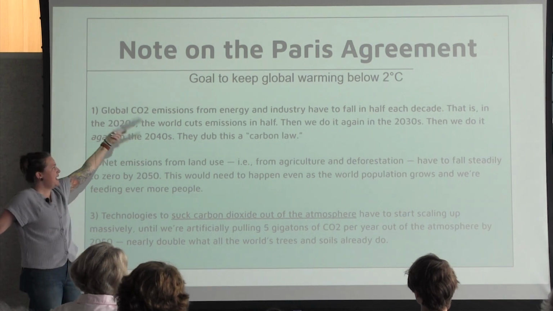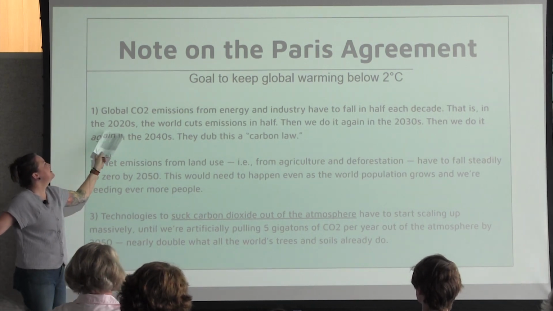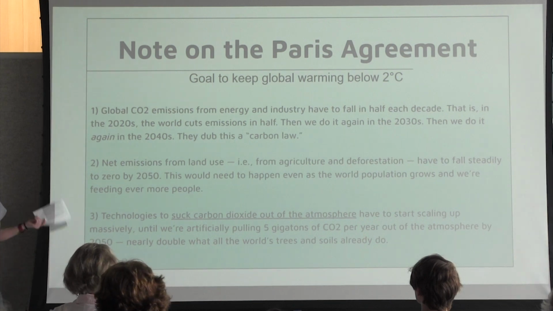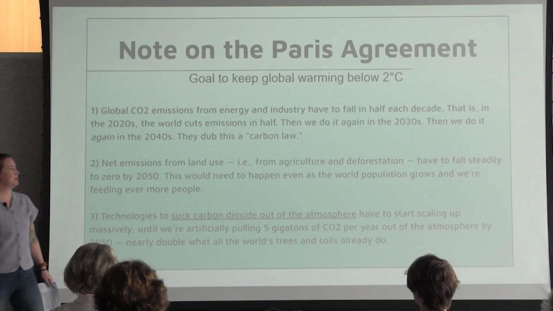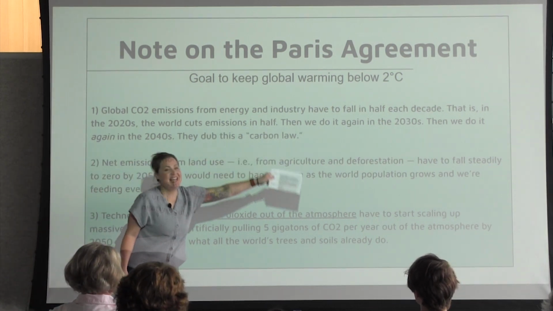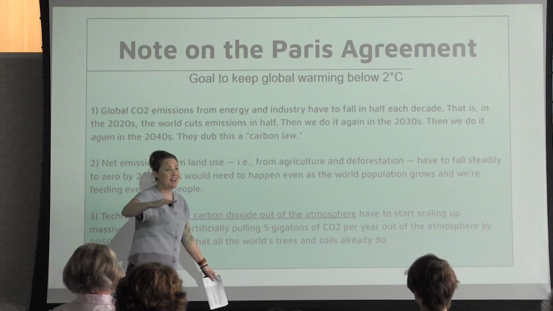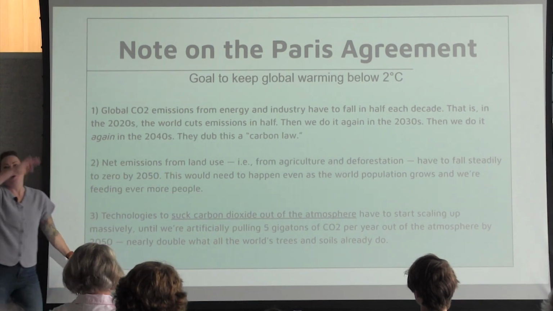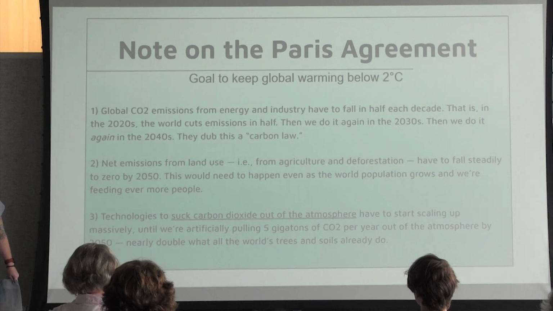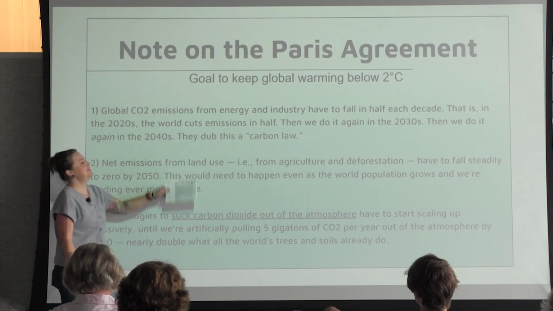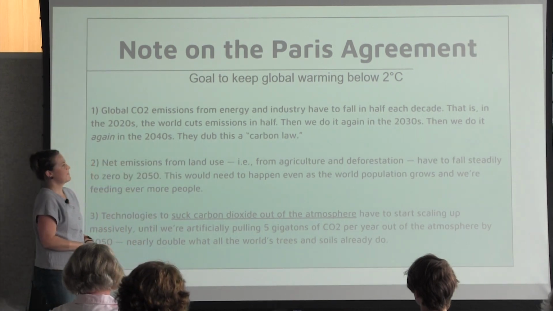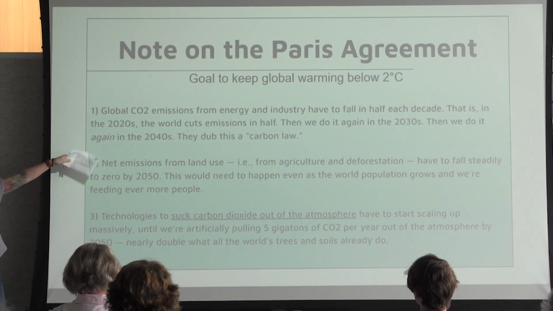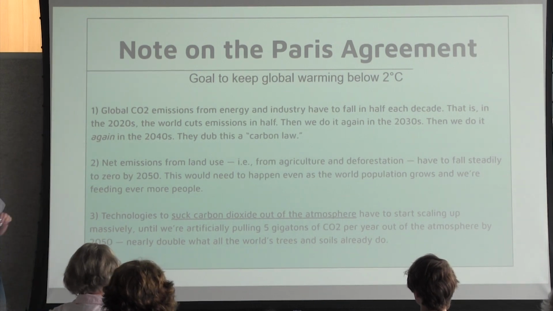So to even match Paris from 2017, by the 2020s, we were already supposed to half our CO2 production rate. Then we would do that again in the 30s, whatever was left, we'd half that again. And then in the 2040s, whatever was left, we'd half that again. This is dubbed a carbon law, by the way. So we're already behind with that.